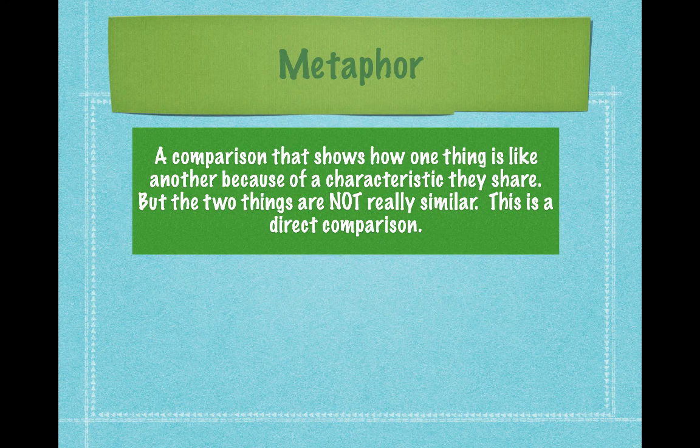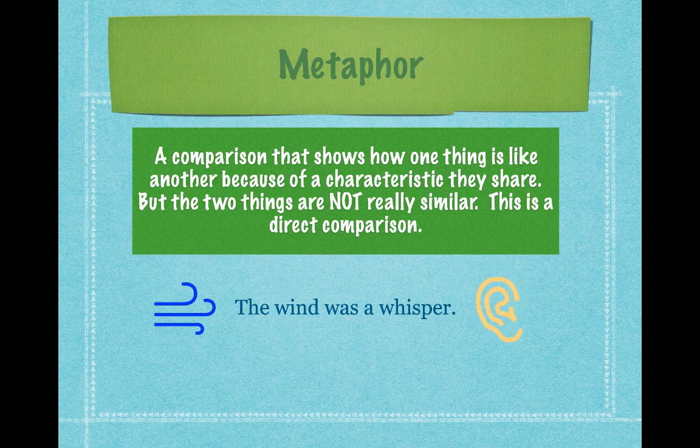A metaphor is another way to compare things, but a metaphor is a direct comparison. It's saying one thing is another thing. Again, comparing two things that are not really similar. For example, the wind was a whisper. Comparing the wind to a whisper. Well, a wind and a whisper are not really very similar at all, except they're both very quiet. So maybe it's saying that the wind was very quiet.